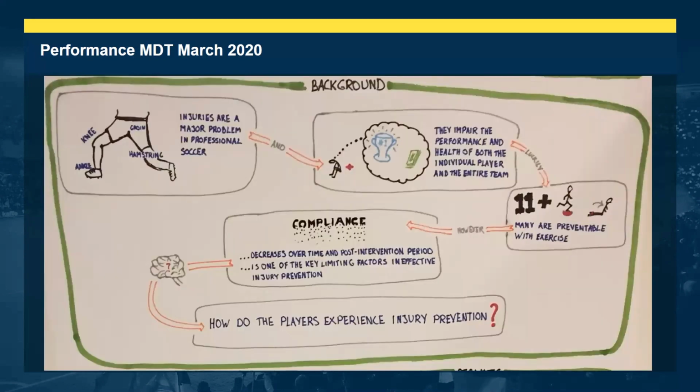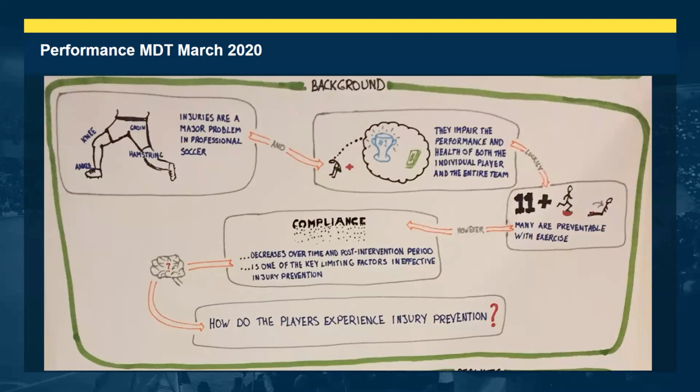We all know that injuries are a major problem in professional football. We know the UEFA Elite Club study, and we have numbers of our own, so we know that this is a problem in football. Injuries can impair the performance of the team and the performance and health of the individual player by lowering availability. And obviously, they have psychosocial impacts for the individual player on their own.